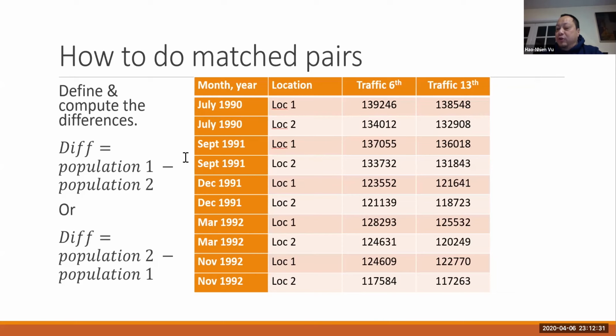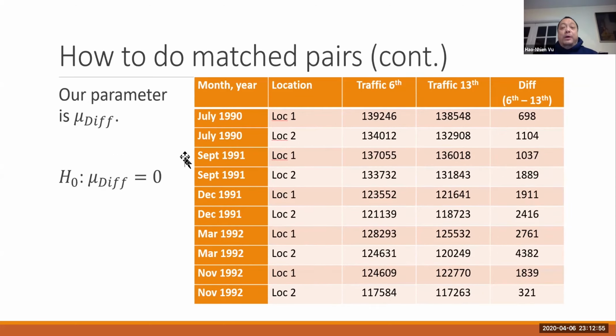All right, so how do we do matched pairs? Given data for matched pairs populations, first we define the difference. You may choose population 1 minus population 2, or you may choose population 2 minus population 1, whatever makes sense to you. Our parameter is mu of the difference, the mean of the difference. If we do hypothesis testing, our null hypothesis H0 would be mu of the difference is equal to 0. And HA would be whatever the question is asking for. You figure out if it's not equal, greater than, or less than.